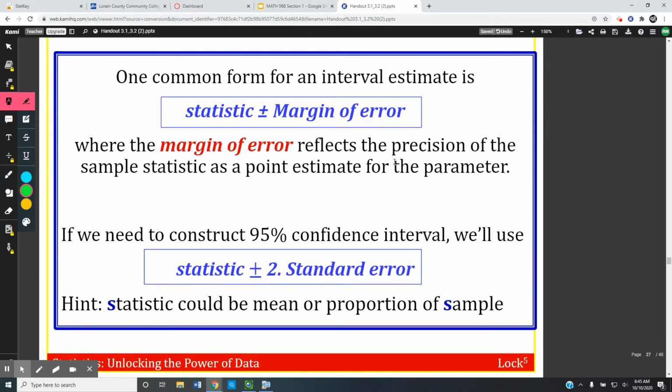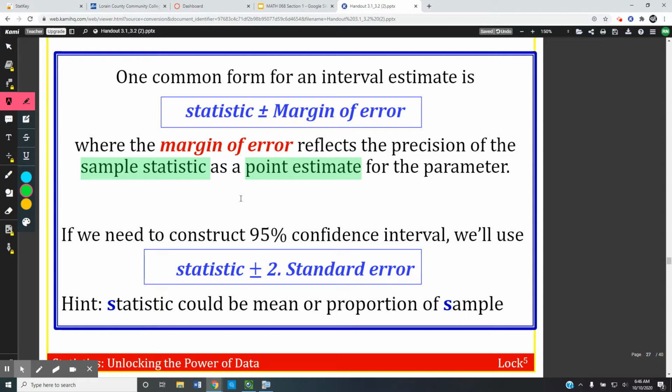One common form of an interval estimate is to take the statistic and add or subtract the margin of error. So if we know the actual margin of error, we will push it out onto each side, we'll add it, and we'll subtract it. The margin of error reflects the precision of the sample statistic as a point estimate. I'm going to highlight that point estimate because you see those words often in upcoming assessments. A point estimate and a sample statistic are the same thing. And it's a point estimate for the parameter.